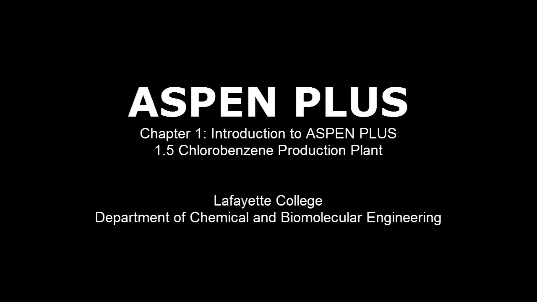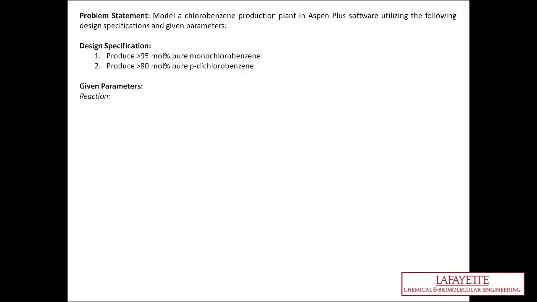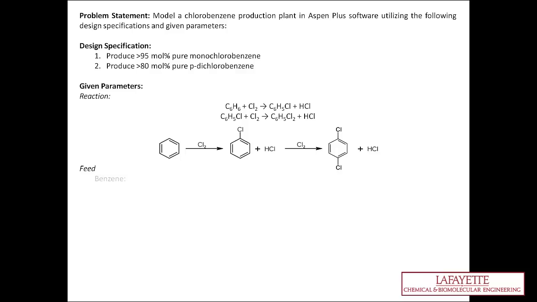This screencast will apply the fundamentals learned in Chapter 1, Introduction to Aspen Plus, to an industrial-relevant chemical process. The goal of this project is to design a chlorobenzene production plant that produces greater than 95 mole percent monochlorobenzene and greater than 80 mole percent paradichlorobenzene through the direct chlorination of benzene. At this point, pause the video and take a moment to review the given feed parameters.